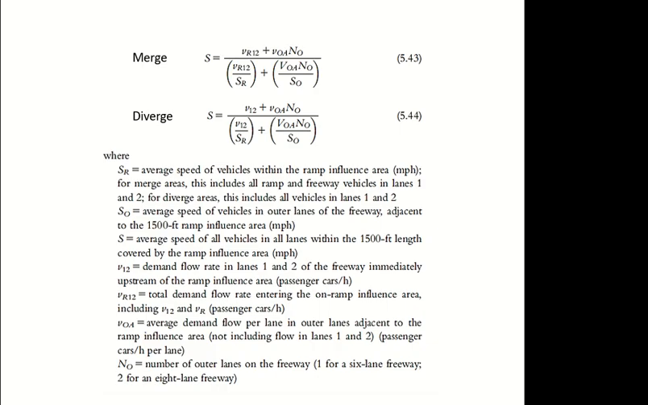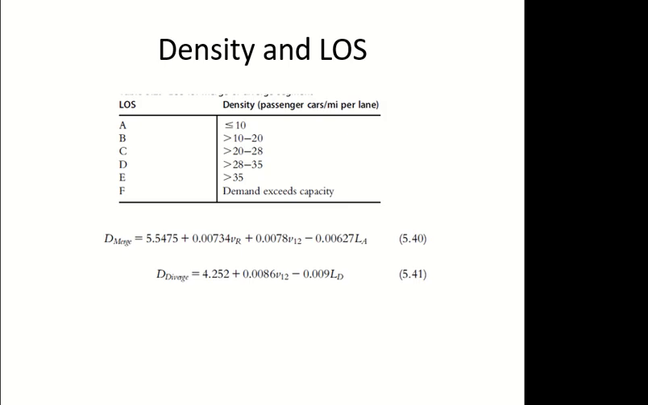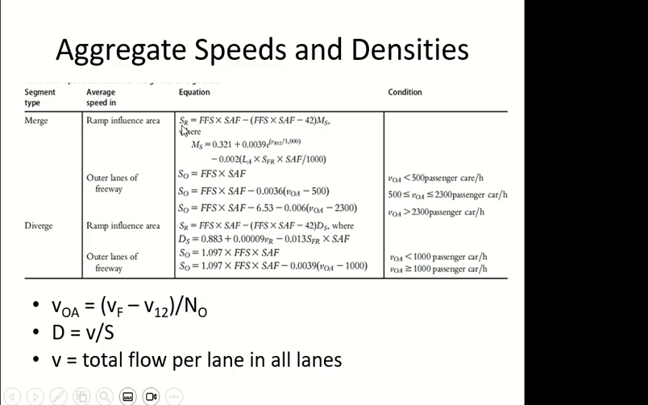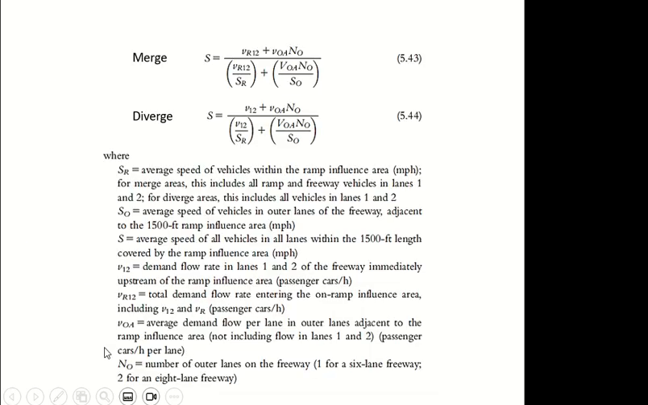So we have talked about the density of the whole segment, speed of different sets of lanes, density of different sets of lanes, and this is the speed of the whole segment. So this gives you the speed of the whole segment. Same here: speed of the whole segment for the merge and for the diverge. All parameters are what we have discussed earlier. So you can find the speed and density for the whole section, including all lanes.